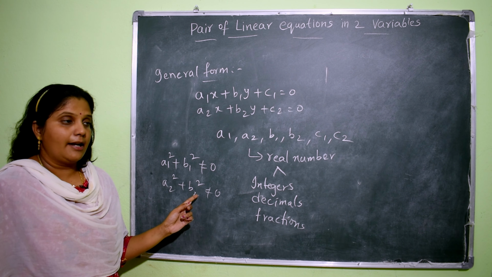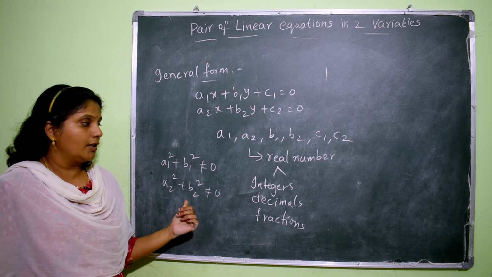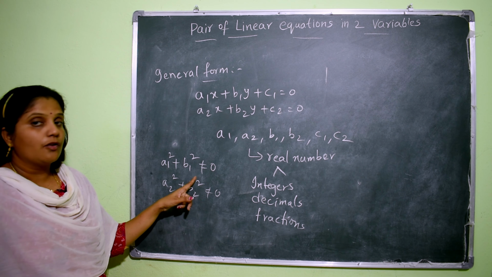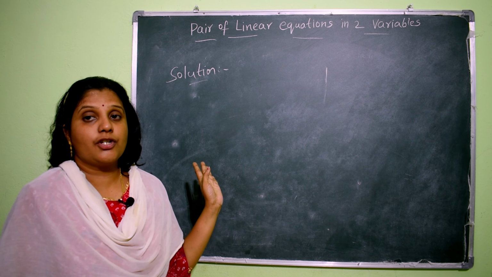So it will be definitely not equal to 0. So squaring will never become equal to 0. So it will be not equal to 0. Understood? Next topic. So what is meant by solution?